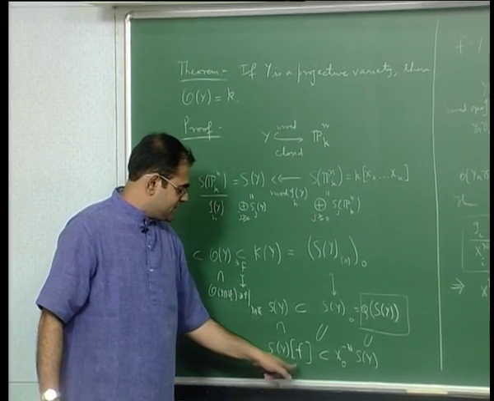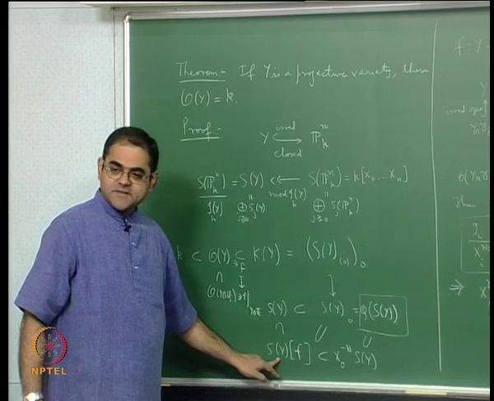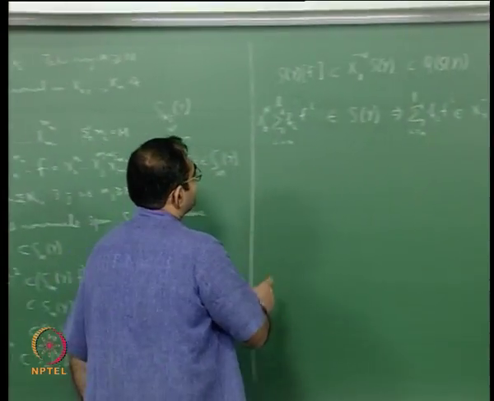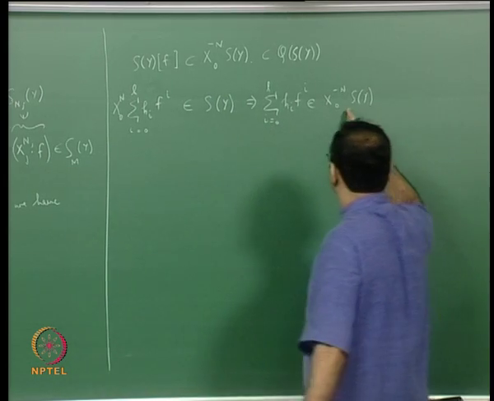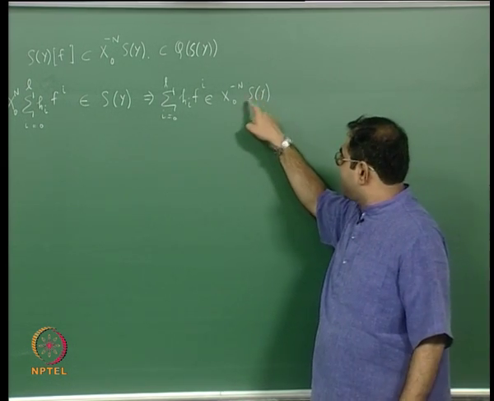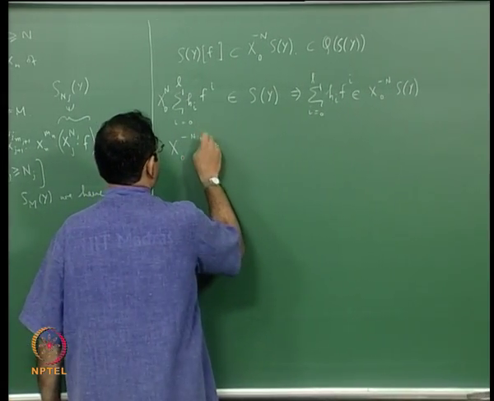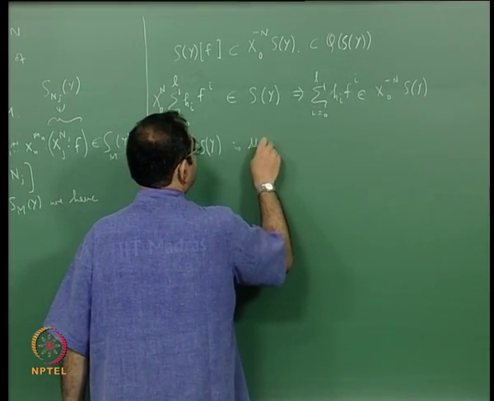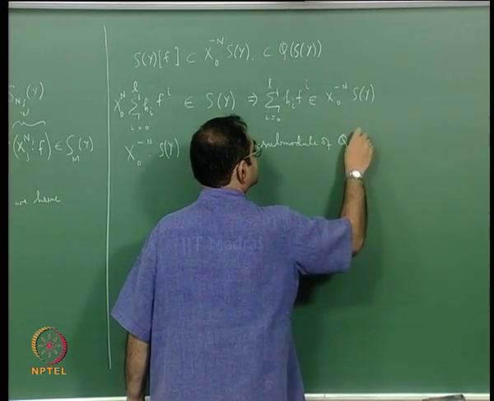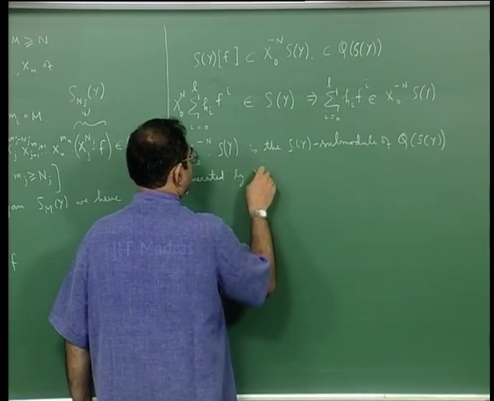So this polynomial ring in f with coefficients in Sy is caught inside this, and we are more or less done. You know why? Think of everything as an Sy module. x naught to the minus n Sy is the Sy submodule of the quotient field of Sy generated by x naught to the minus n.